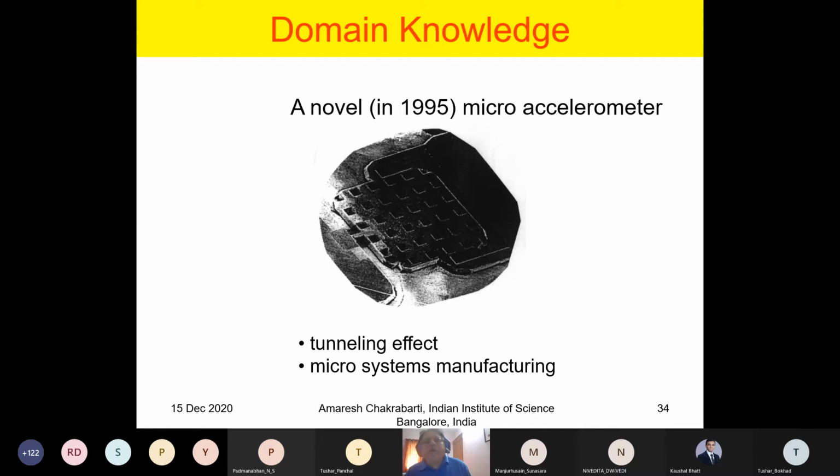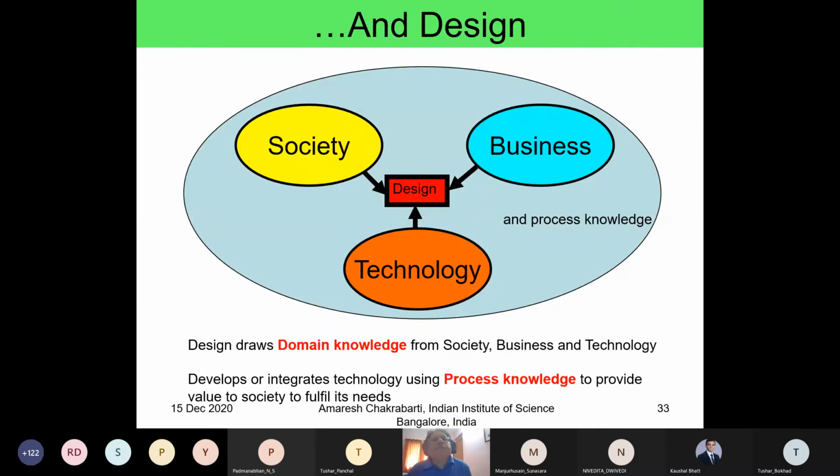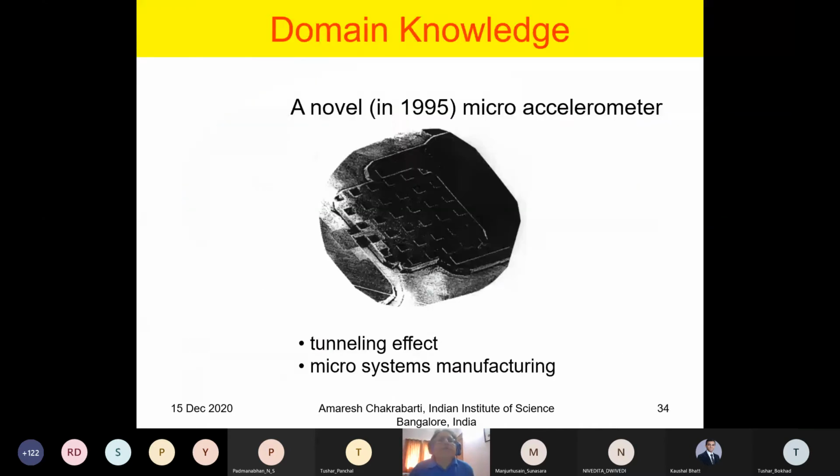Now, to do that, this knowledge also comes in two different forms. One is called domain knowledge and the other is called process knowledge. So I'll show you what it means. This is an example of domain knowledge. This is a micro accelerometer. For those who do not know what an accelerometer is, meter means measurement, and accelerometer means acceleration measurement. Acceleration is the rate of change of velocity, right? So if something goes faster and faster and faster, we say it's accelerating.